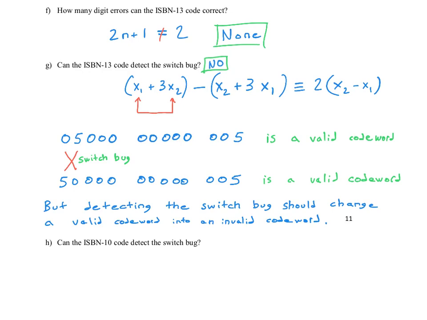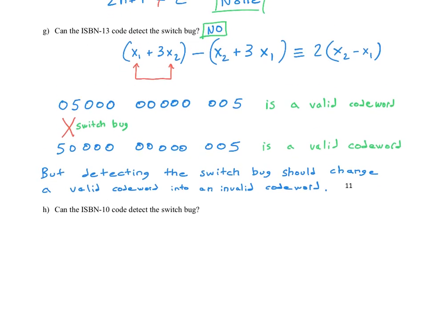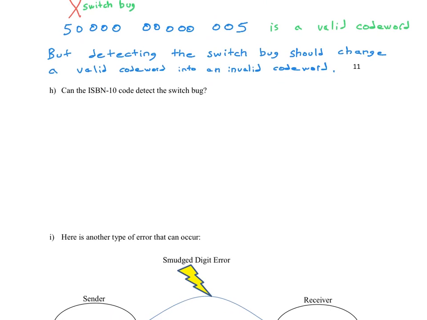What about the ISBN 10? Can the ISBN 10 detect the switch bug? Let's try the same type of thing. So again, let's focus in on the part that the switch can occur. So let's say we have 10a plus 9b, and we think about, well, maybe the a switches with the b, for example.